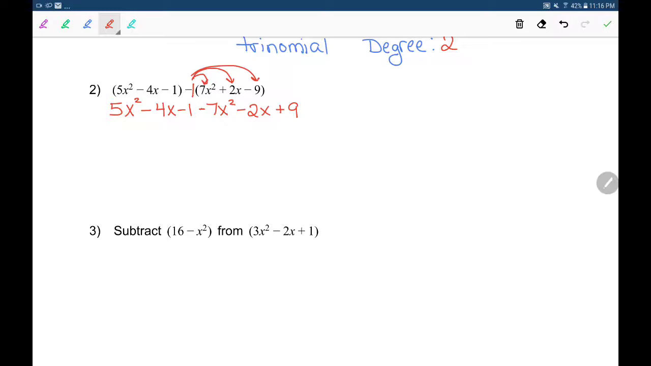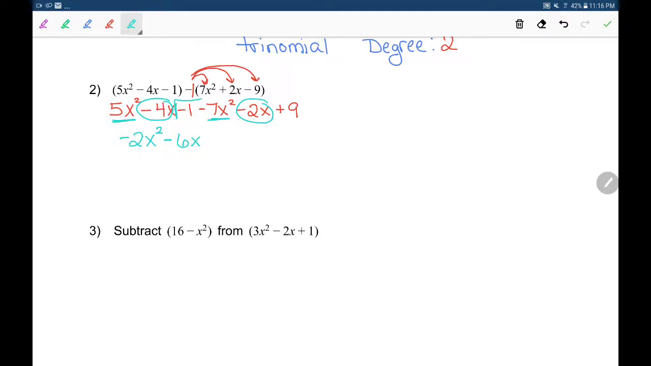Once my signs changed, I can go ahead and just start combining like terms. So once again, I'm looking for same variable, same exponent. So 5 plus negative 7, or 5 minus 7, gives me a negative 2x squared. Then I've got my negative 4x and negative 2x, so negative 4 minus 2, or negative 4 plus negative 2, either way, we'll get a negative 6x.